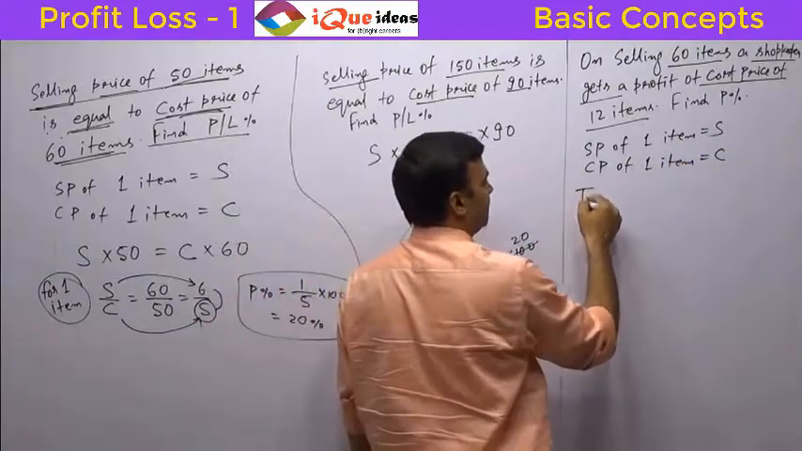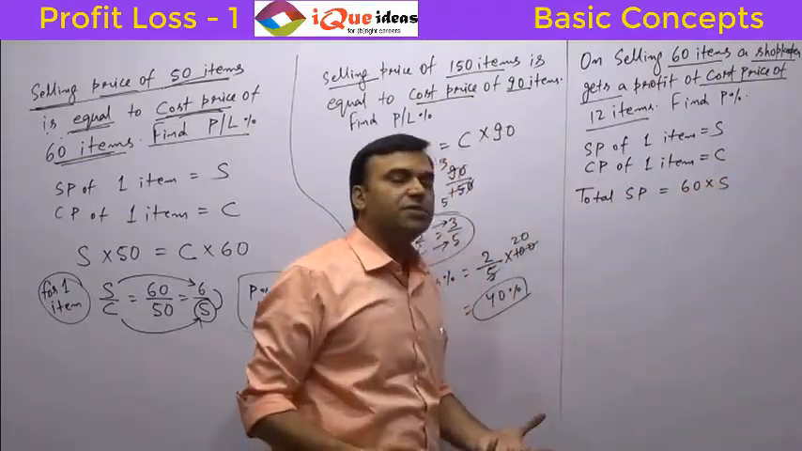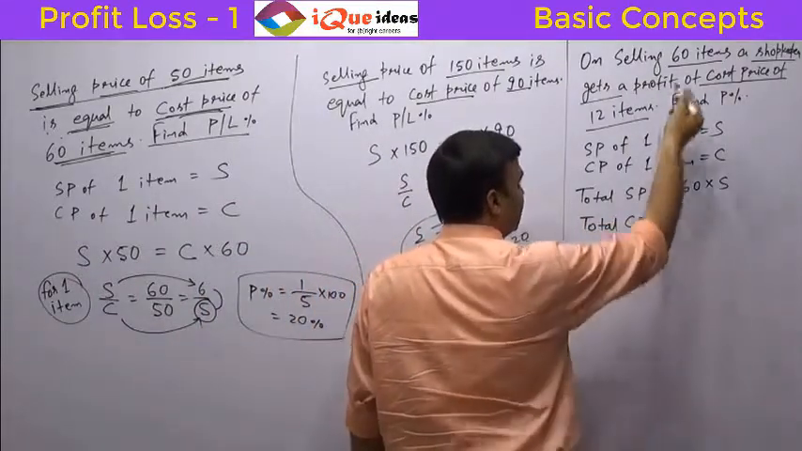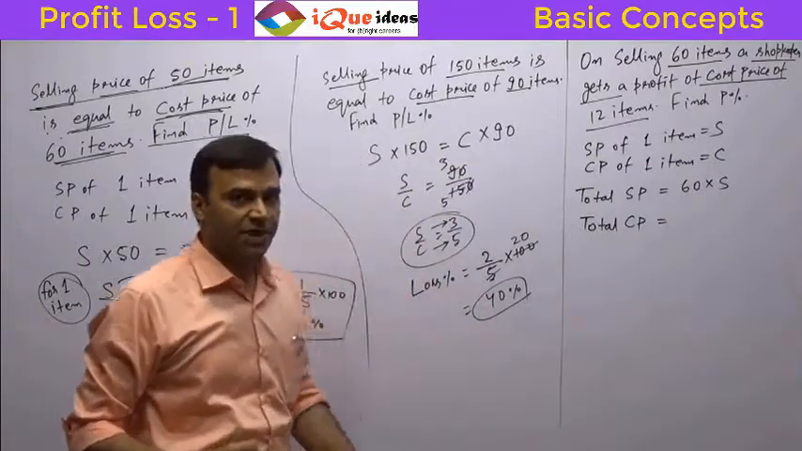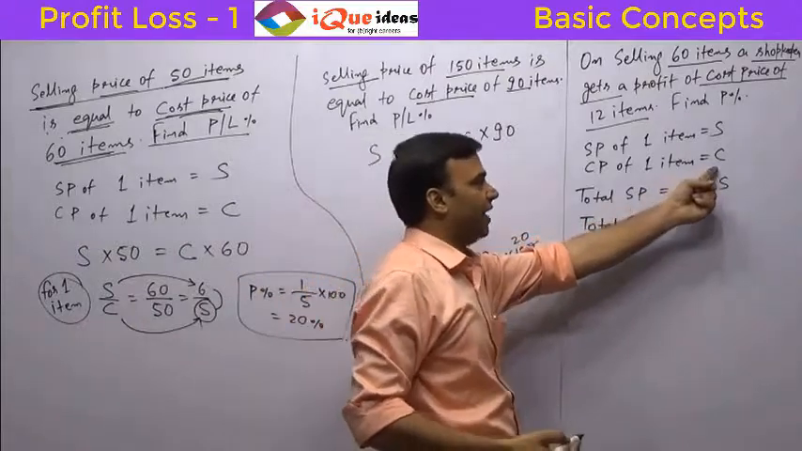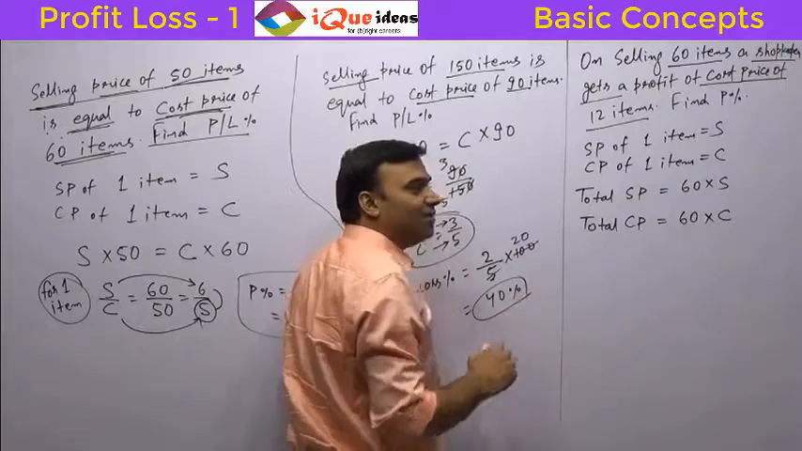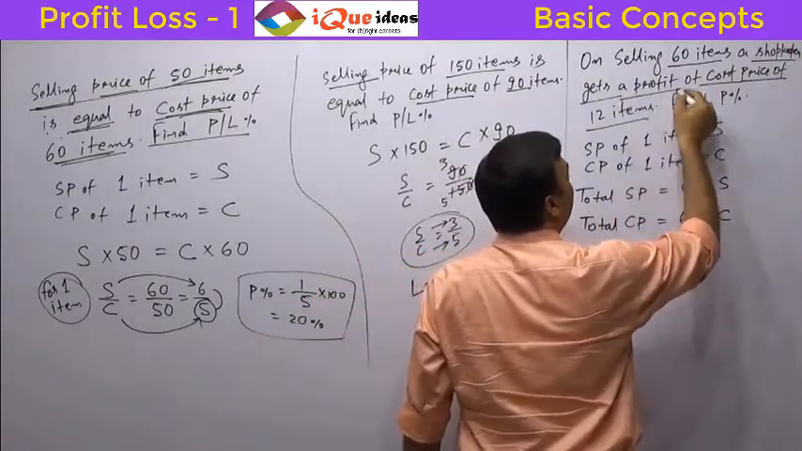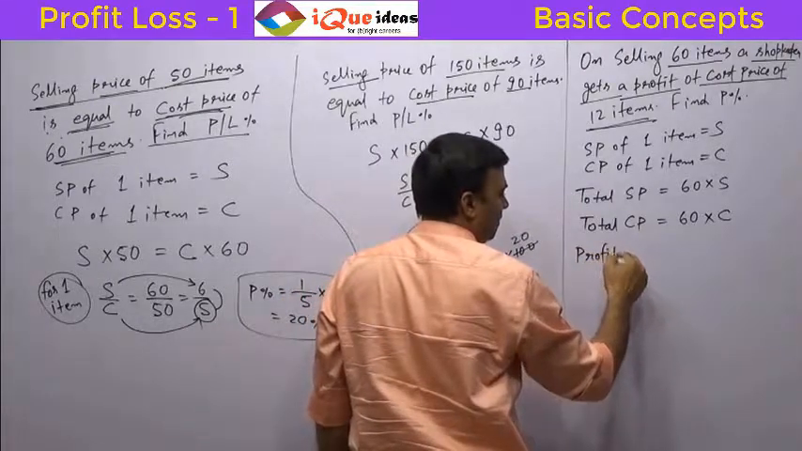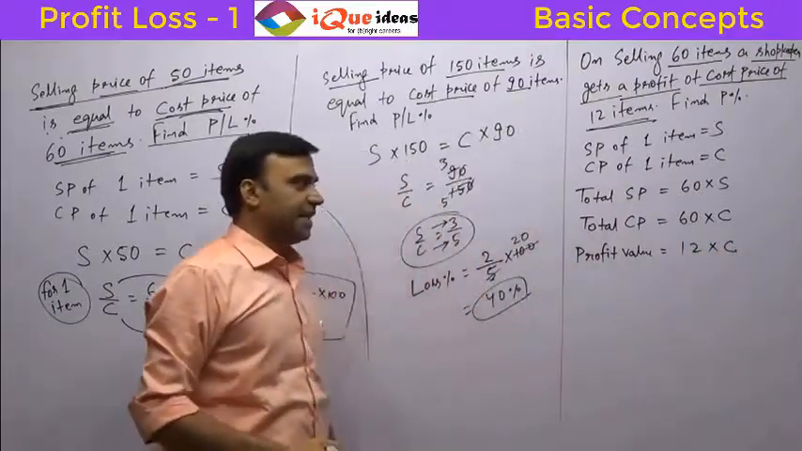The total selling price will be equal to 60 into S, because there are 60 items being sold. Total cost price, what will that be? Again, we are selling 60 items, that means we must have bought 60 items. See, if you want to sell 60 items, first you need to buy, right? So if the cost price was C for one item, the total cost price must be 60 into C. Now comes the most interesting part. There is a profit equivalent to the cost price of 12 items. That means profit value is equal to 12 into C, right?